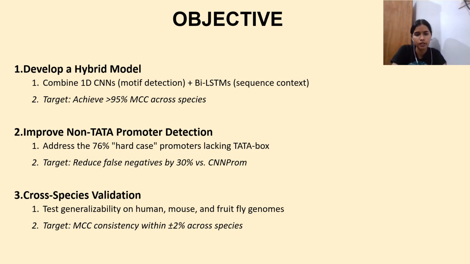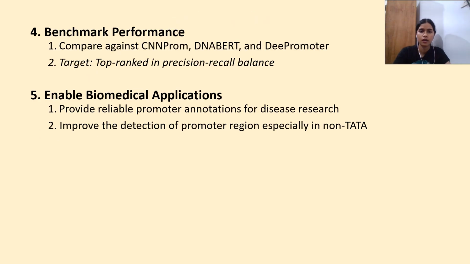Finally, we want our model to perform well across several species, including humans, mouse, fruit fly, with consistent MCC above 95%. We benchmark our model against CNN, DNABERT and DPromoter, aiming to outperform them in precision and recall. The goal is to be top ranked in balanced prediction quality.